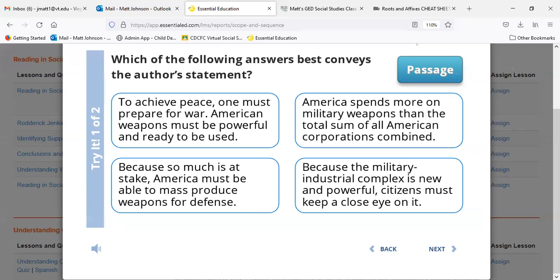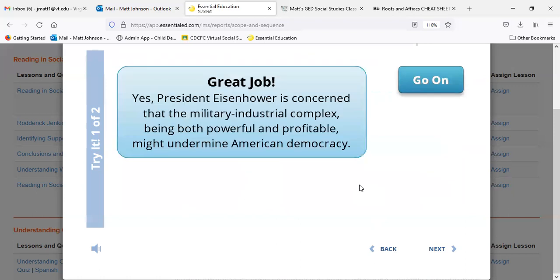B, America spends more on military weapons than the total sum. So that's more of a supporting detail. Okay. What we want as sort of the main idea here is this last one. Because the military industrial complex is new and powerful, citizens must keep a close eye on it. Great job. Yes, President Eisenhower is concerned that the military-industrial complex, being both powerful and profitable, might undermine American democracy.